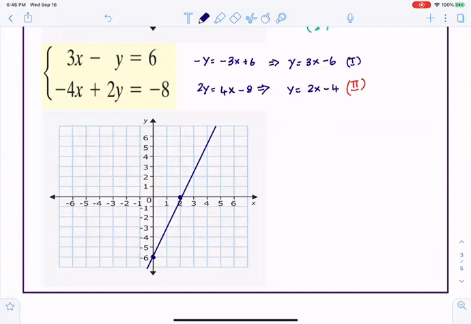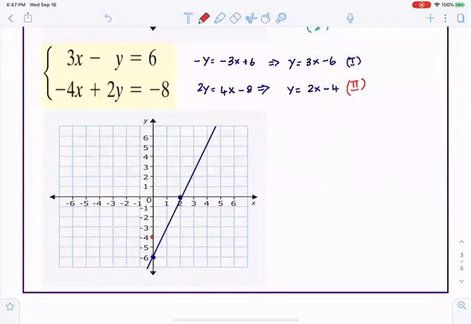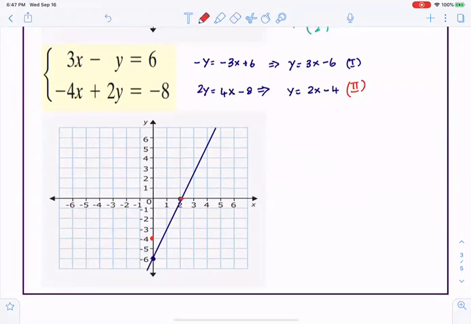The second line is 2x minus 4. It is also an increasing line, but the y-intercept is at -4. And again, if I plug in 2, I would get 0.